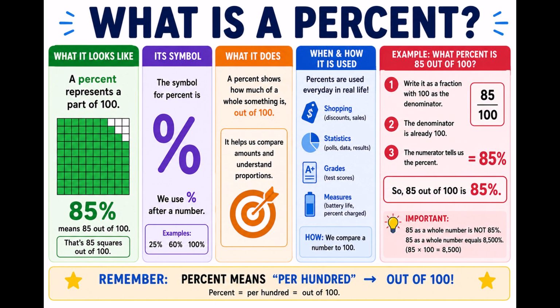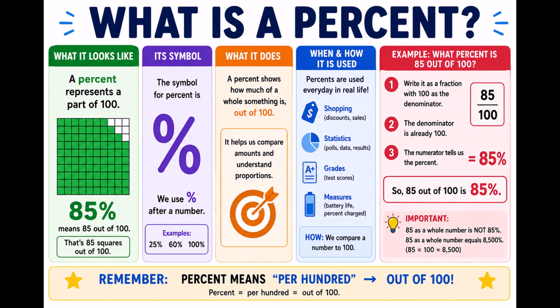Now let's learn about what a percent is. A percent means out of 100. So when you see the percent sign, that means out of 100. The word percent means per 100. So look at the first example. The grid has 100 squares on it. If 85 squares are shaded, that means 85 out of 100. We write that as 85%.